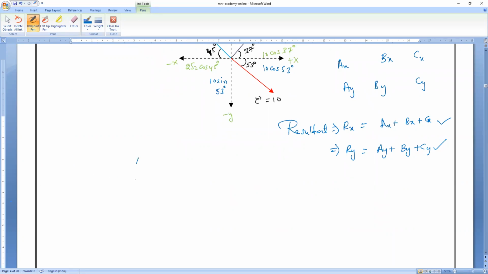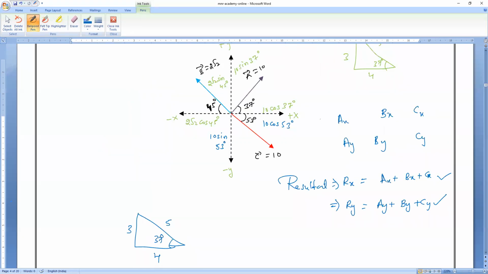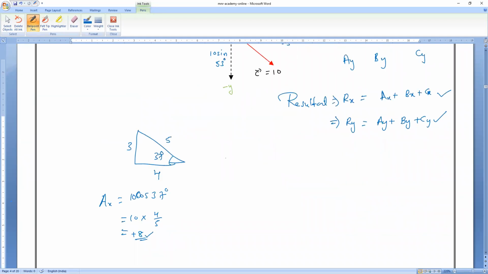For Ax and Ay, what is the triangle? The 37 triangle, with sides 3, 4 and 5. So first, Ax is 10 cos 37. We all know cos 37 means 4 by 5, so 10 into 4 by 5 is plus 8. This is plus x, minus y, plus y. Clear? So plus 8.